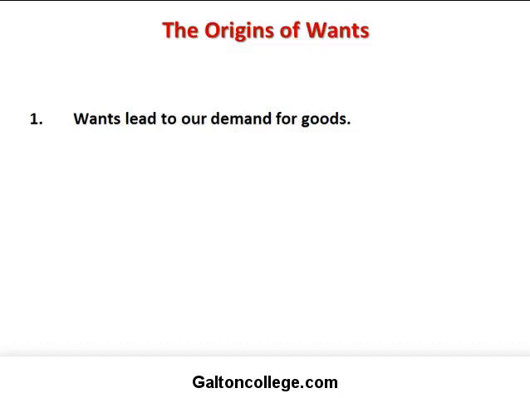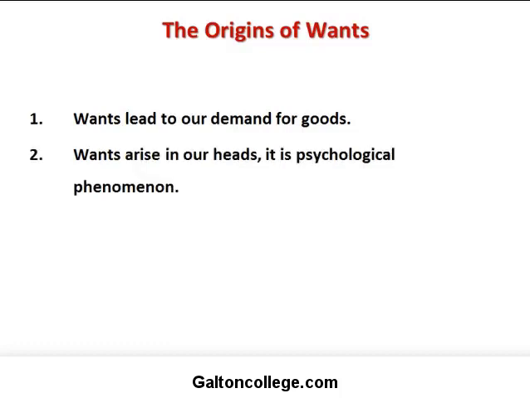So wants lead to our demand for goods. That's the point. We demand goods and services because we have a want for them. And they arise in our heads. It's a psychological phenomenon. It's what we require and how we rate the goods we require. How do we prioritize them? And that's our evaluation process. That's the way we think about the goods.